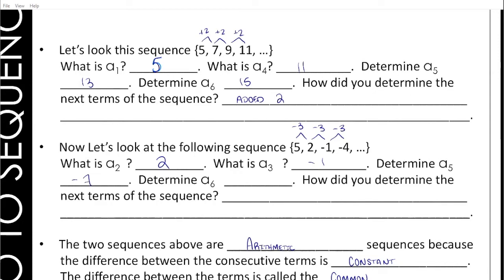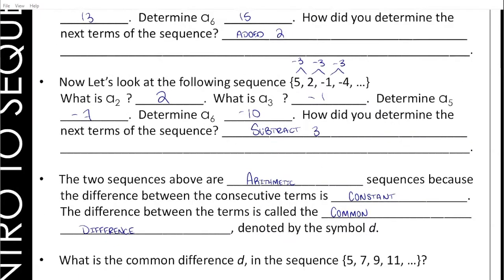And then to go to our sixth term, we're going to subtract 3. And we get -10. So how do we get to those numbers? We subtract 3. Or you could say it decreased by 3 if you want to be proper. So these two sequences are arithmetic sequences.